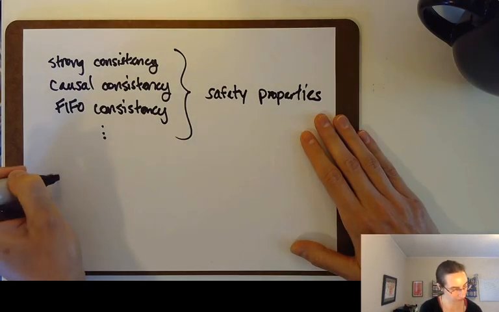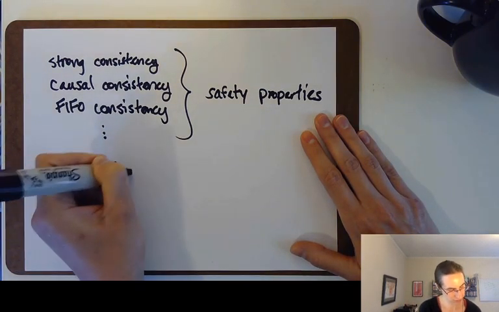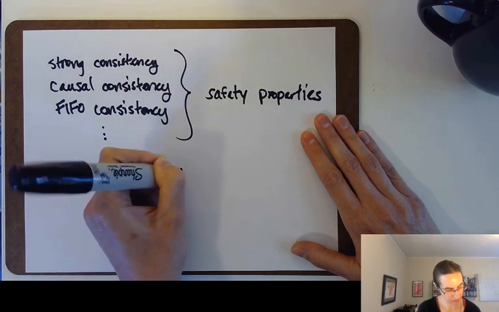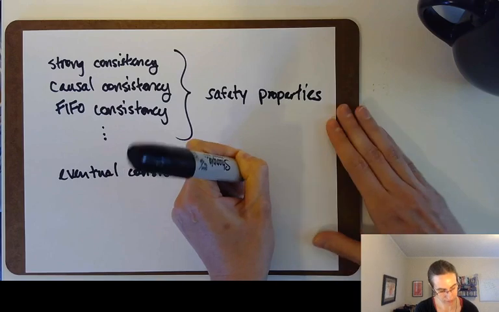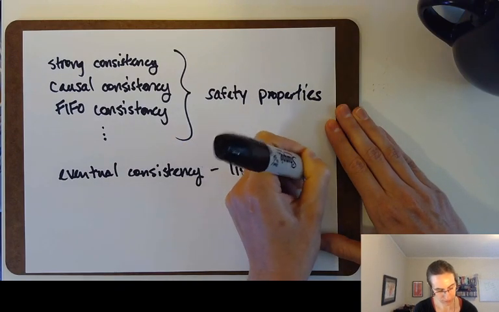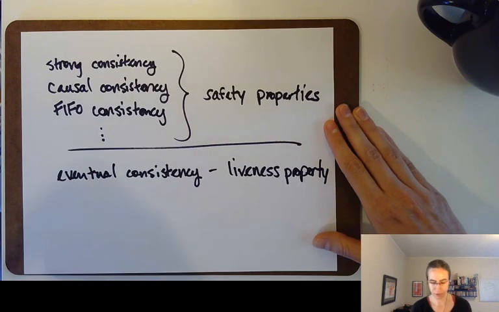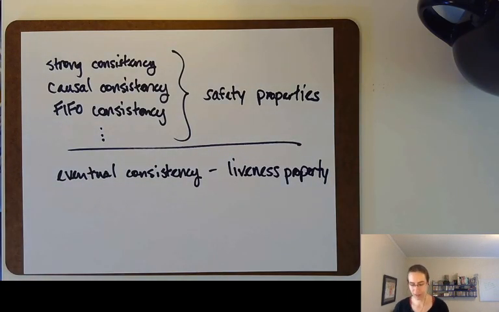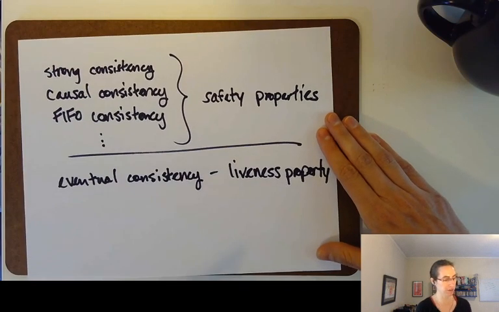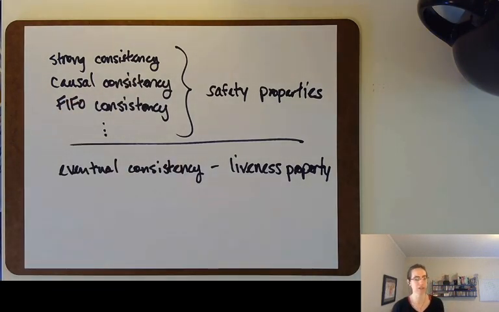With eventual consistency, it's a liveness property. So you can't write down a finite execution where it's been violated. You can only write down a finite execution where it hasn't been satisfied yet. I make this distinction because eventual consistency has been a buzzword in the last 15 years or so, and sometimes people try to lump it in with these other consistency models, but it really doesn't belong in this category at all because it's a different kind of property.